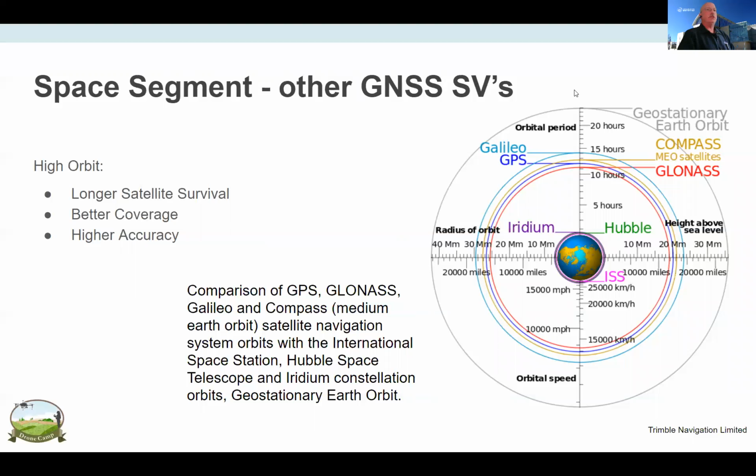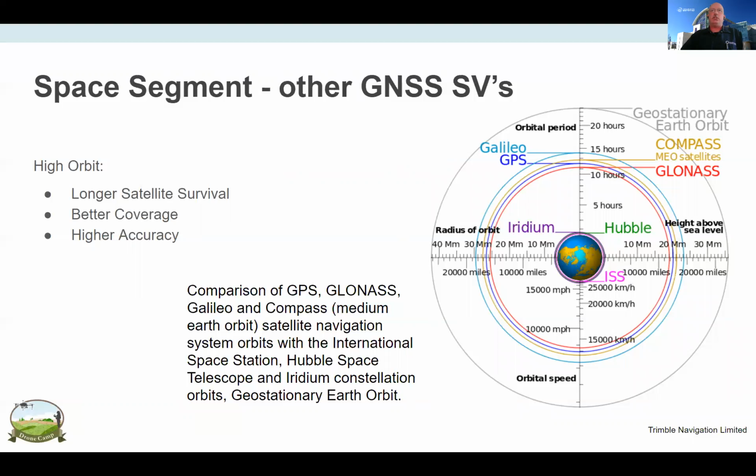There are other constellations of satellites orbiting the Earth. The European Union has one called Galileo. China has one that's not on this figure, called Beidou. There's GLONASS, which is a Russian system. They all are in high Earth orbit to give better coverage and for the satellites to survive for longer.